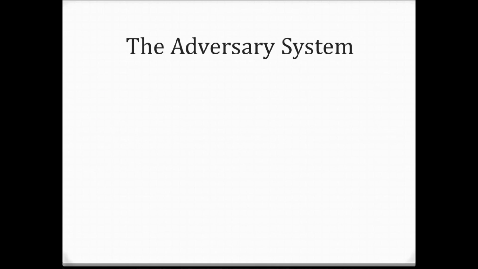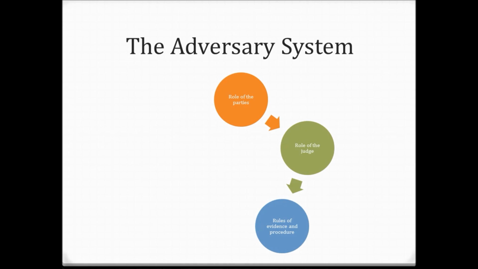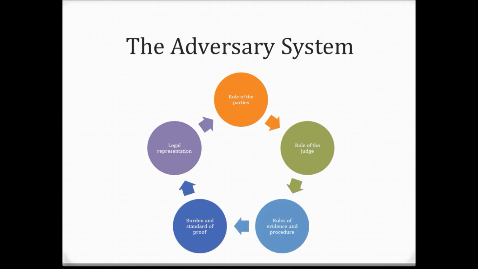So just to quickly go through the features again, we have the role of the parties, the role of the judge, the rules of evidence and procedure, the burden and standard of proof, and the need for legal representation. And we're going to look at all 5 of those elements today, and it's just important that you're able to give a good explanation of each of those features of the adversary system. The other thing you really need to be able to do is to say how each of those features contributes to the effectiveness of the legal system.